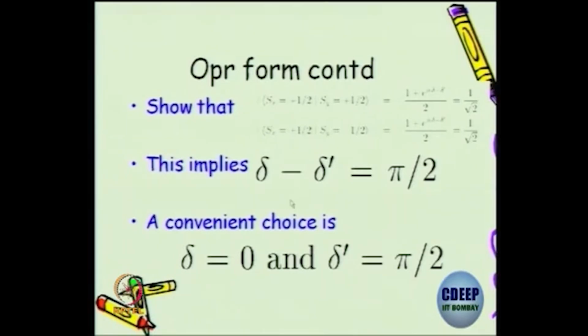Let's take the Sx eigenstate to have no phase factor. Put delta to be 0. Then because of this property, I have to make the relative phase for the Sy operator to have delta prime to be pi by 2. There is no option. Plus or minus pi by 2 doesn't really matter.